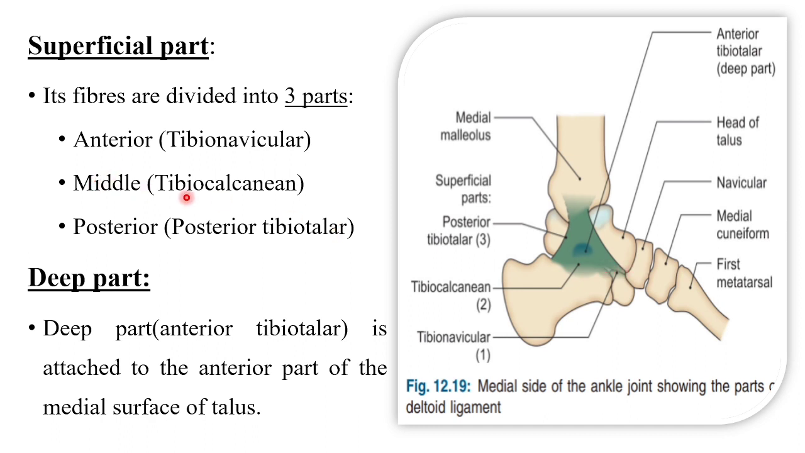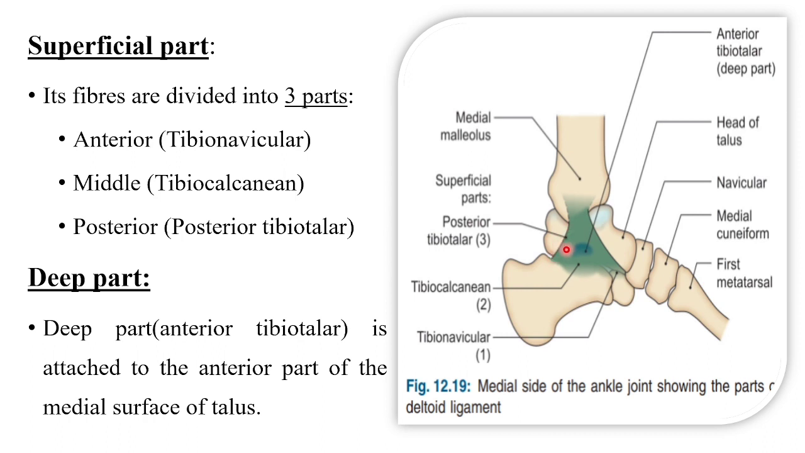The next fiber is your middle fiber, otherwise known as tibiocalcanean fiber. These are attached to the whole length of the sustentaculum tali. The next part is your third part, that is your posterior fiber, otherwise known as posterior tibiotalar fibers. They are attached to the medial tubercle and the adjoining part of the medial surface of the talus.